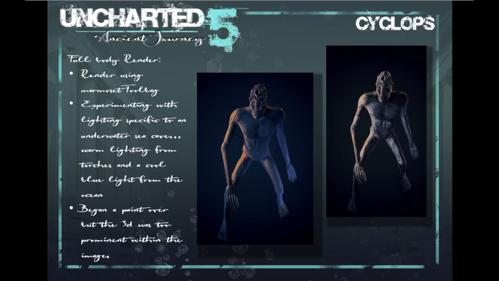I then moved the character into Marmoset Toolbag to try and light the character in a similar way to how he would be lit in his environment, such as a bright fire torch light and an ambient blue light from the water surrounding him. I then began to paint over, adding some skin textures in the process. This wasn't as successful because the light took away too much from the character's skin and the character still looked like a 3D model and not a painting.